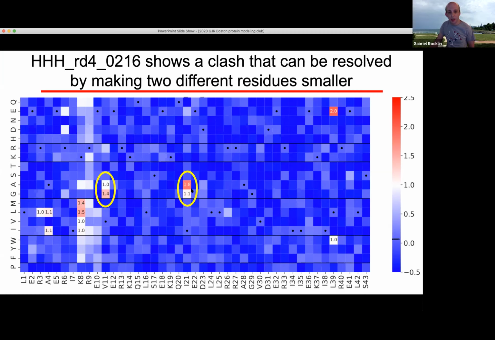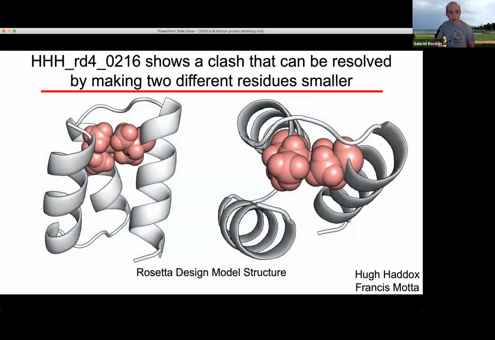And likewise, at this other position, isoleucine 21, it also wants to be smaller amino acids. You can mutate it to alanine, and that's really stabilizing, or you can mutate it to glycine again, and that's also somewhat stabilizing. And if you look at the designed structure of the protein, these two amino acids are actually directly in contact with each other.